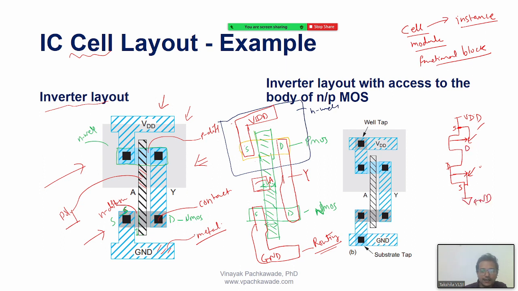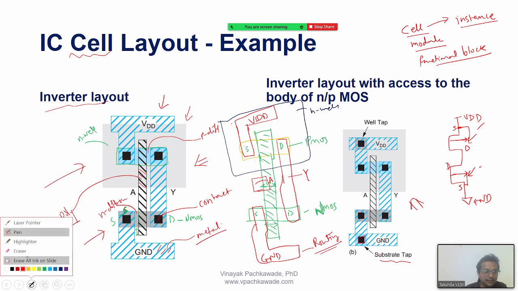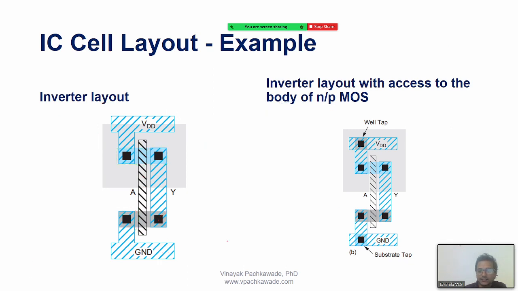So what I am doing is that, look at this figure, same inverter layout, just a little adjustment. Here I am making one more contact, and that is giving me access to the substrate tap. But where is the substrate here? How will I have access to the substrate? So you see here, this blue is the diffusion area first, isn't it?